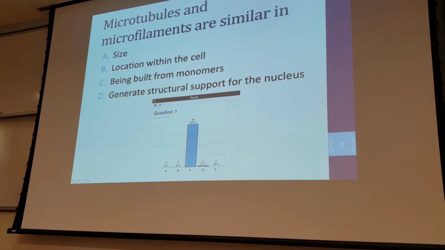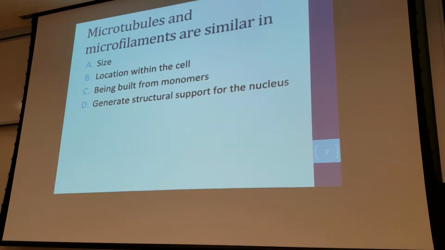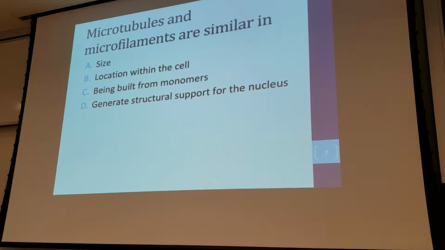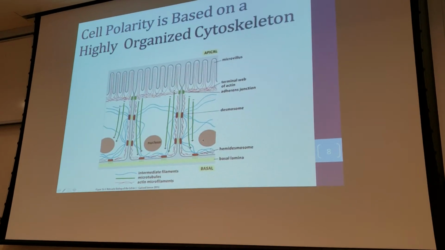Are both built out of monomers, whereas those intermediate filaments are not. And the intermediate filaments really were giving structural support for the nucleus or creating barriers and keratins in our nails and hair. Okay, get that out of the way.